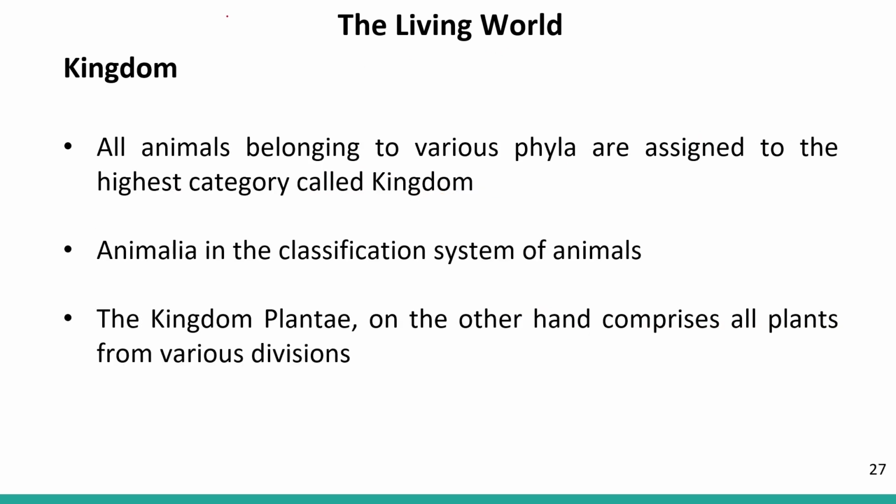Now, the highest taxonomic group is kingdom. All animals belonging to various phyla are assigned to the highest category, kingdom. So kingdom is the highest taxonomic category. We have either kingdom Plantae or kingdom Animalia. Animalia is a classification system of animals, whereas kingdom Plantae is a classification system of plants and includes all the plants from various divisions.